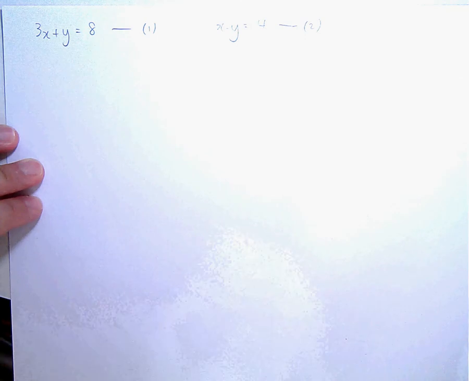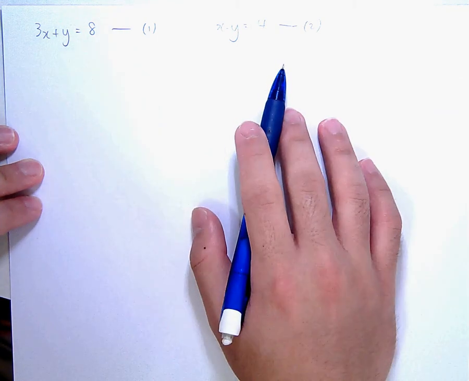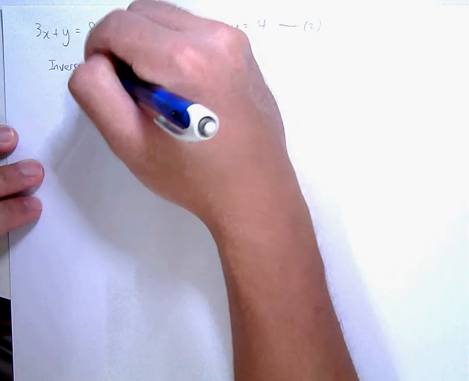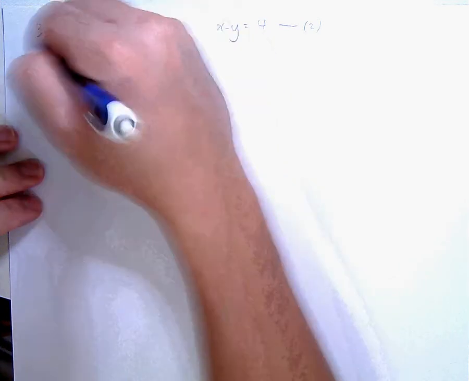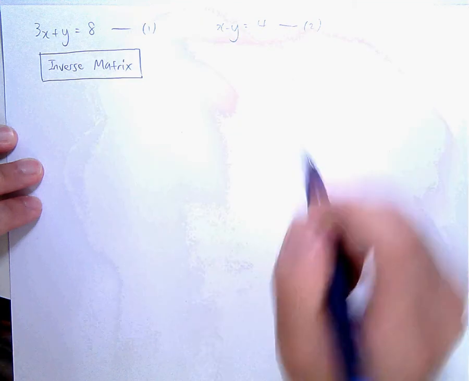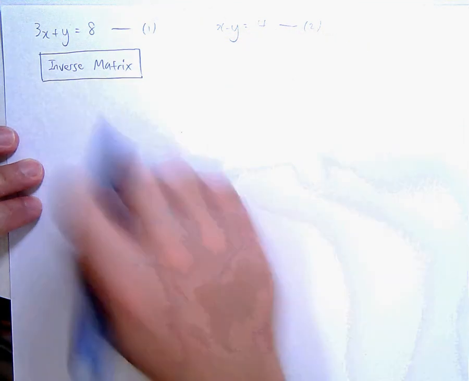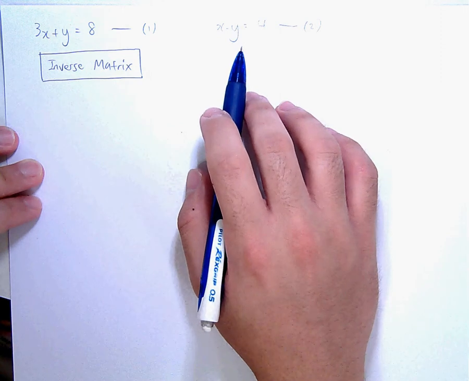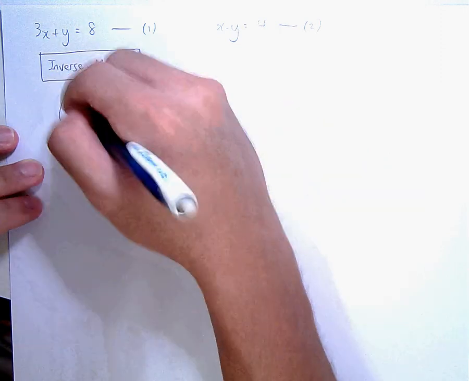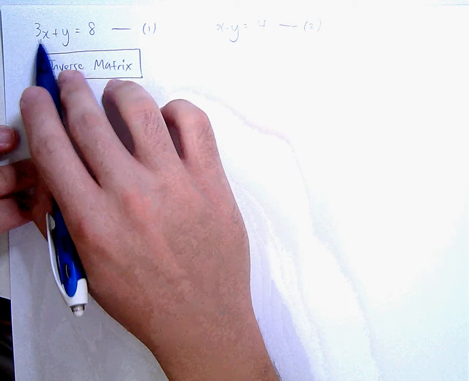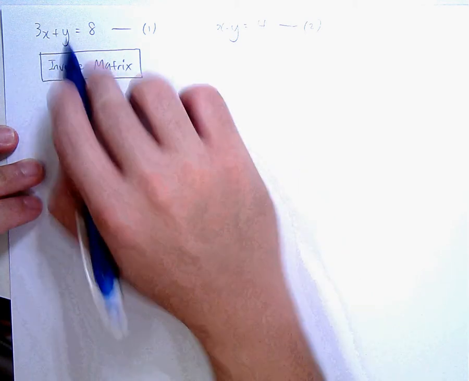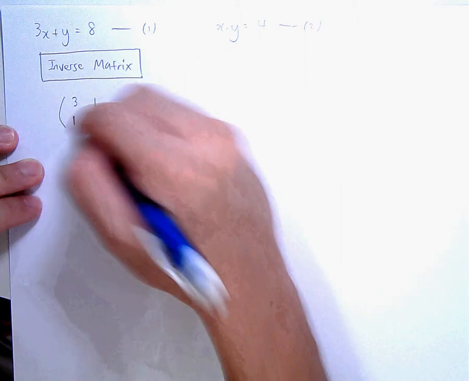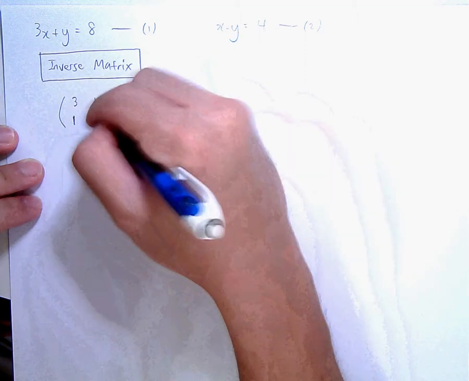Using the inverse matrix method, let me just put the name of the method that we're using down. The inverse matrix method. What we're going to do is to first express this pair of simultaneous equations in the form of a matrix. So 3 will be here, and 1 will go here, 1 will go here, and -1 will go here.